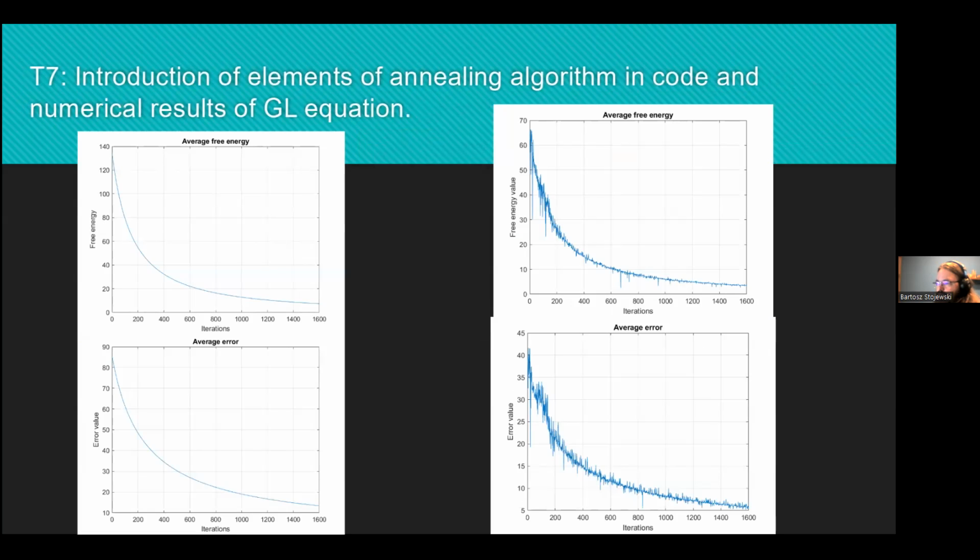Next is introducing elements of the annealing algorithm during the simulation of a GL relaxation method, which is visible in the presence of the characteristic noise while minimizing the free energy or the numerical error. The incorporation of the annealing method into the GL simulation increases the accuracy of the numerical results and contributes to the development of the GL relaxation algorithm.